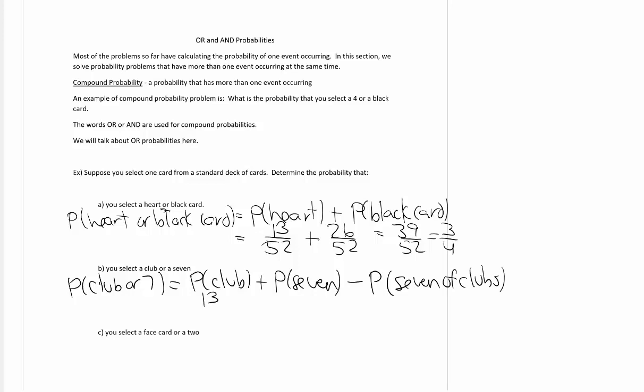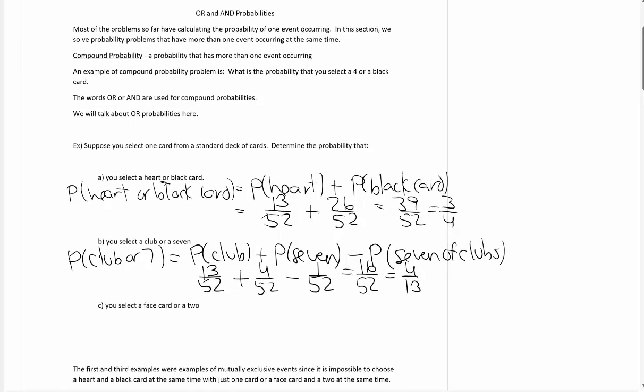Well, there's 13 clubs in a deck. That's 13 out of 52. There are 4 sevens: 7 of hearts, diamonds, clubs, and spades. And there is 1 7 of clubs, because I'm counting that card twice, I've got to subtract out 1 out of 52. That's 16 out of 52. Reduce that into lowest terms. That's 4 over 13.